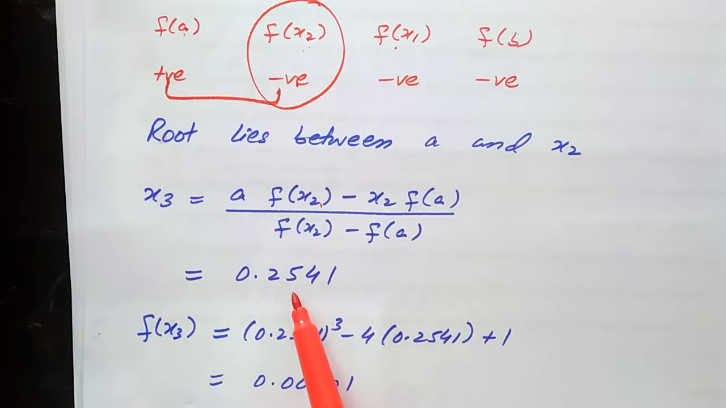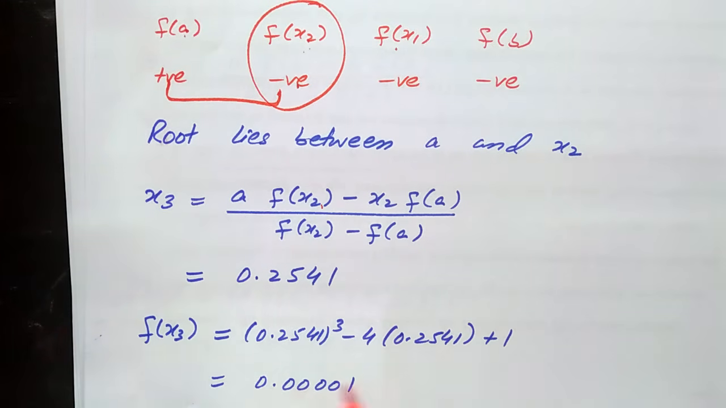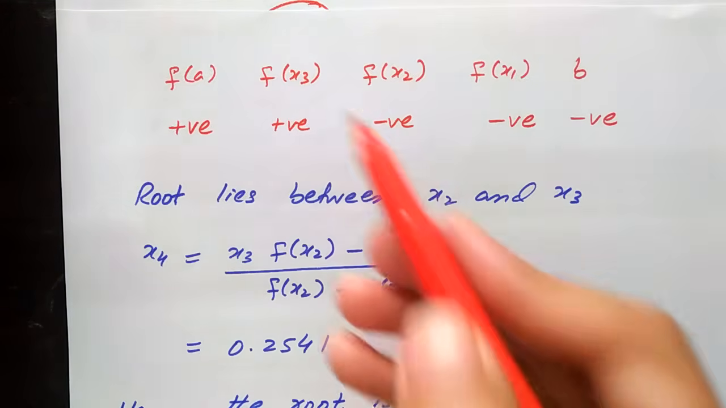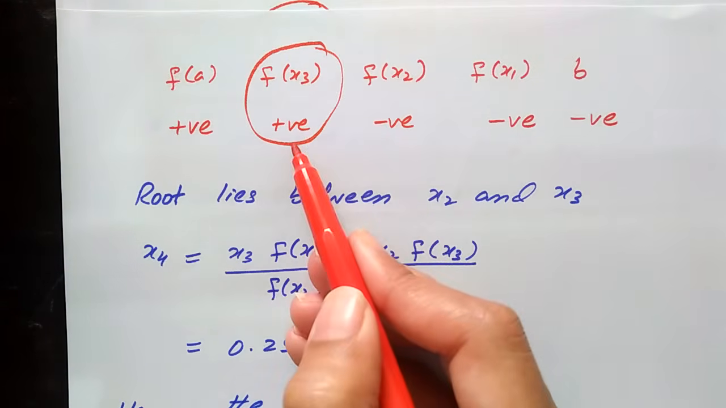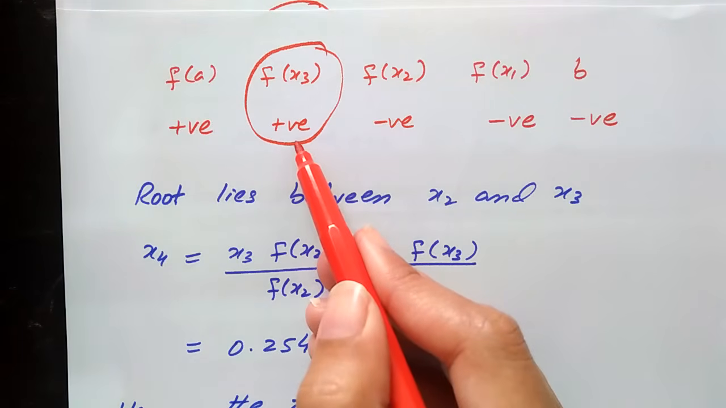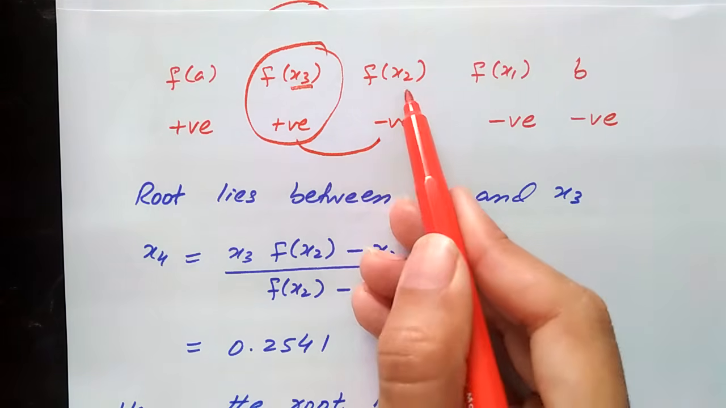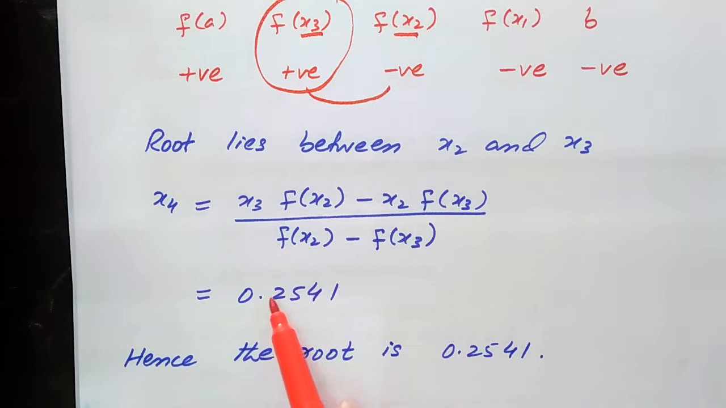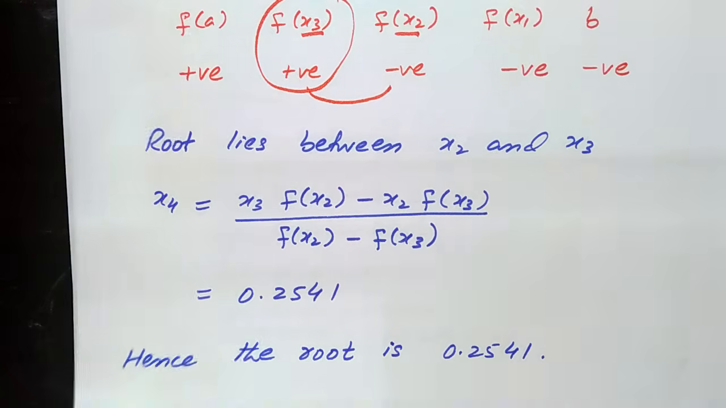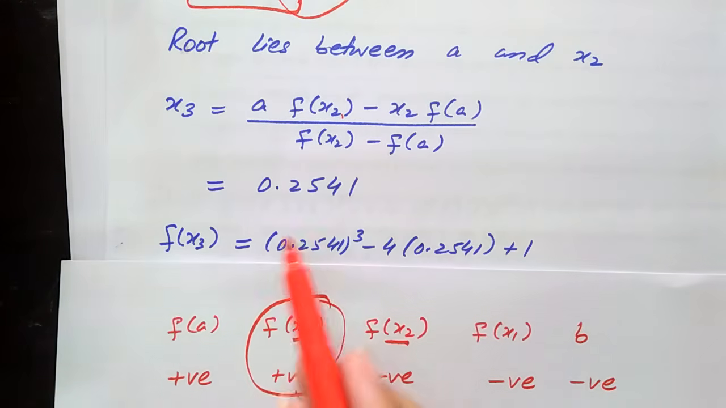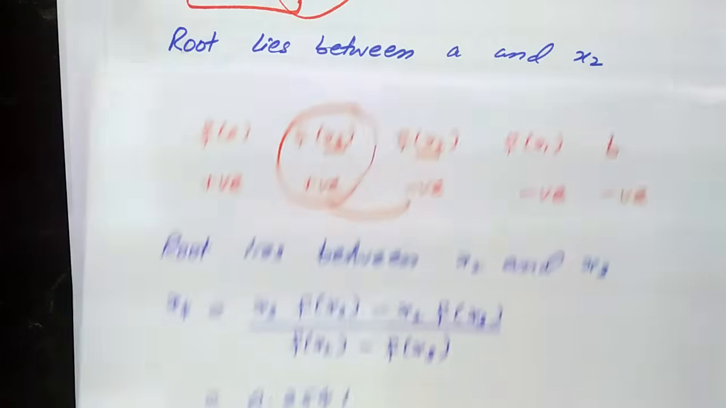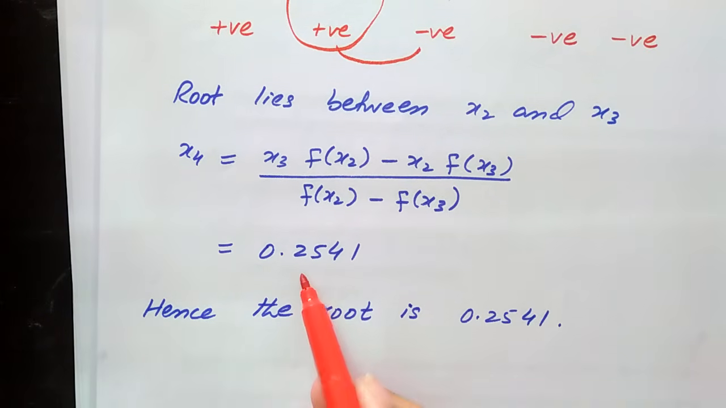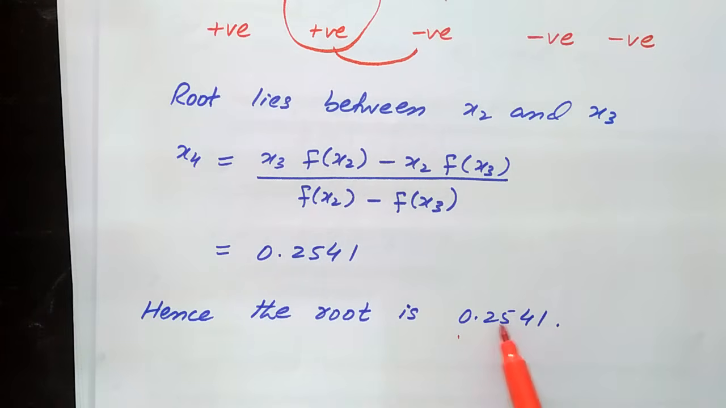Now put this value of the third root in the function and observe the behavior again. Right now we are at f of x3. This is positive, so we move towards the negative side. So my root lies between x3 and x2. My fourth root is calculated using this formula and its value will be 0.2541. Now look at the previous root. That was x3 equals 0.2541, and again I got 0.2541. It means my root is 0.2541 since it is repeated.